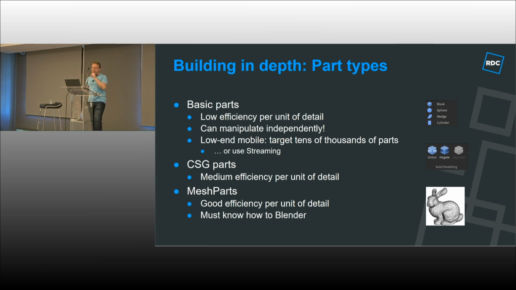So CSG parts are medium efficiency per unit of detail. I'll go a bit into this later. But basically our system for building CSG objects is reasonably good, but it's not perfect yet. And it doesn't allow you to control the level of detail. Some of this will be solved with LOD that we'll be rolling out this year. And mesh parts, the good thing about mesh parts is it's good efficiency per unit of detail. You can make the mesh pretty complicated, and it will run faster than most other solutions except terrain.